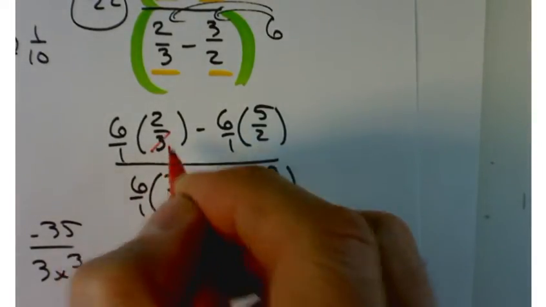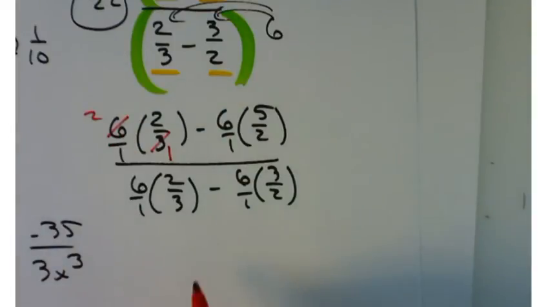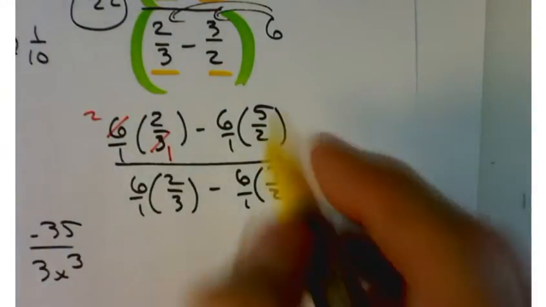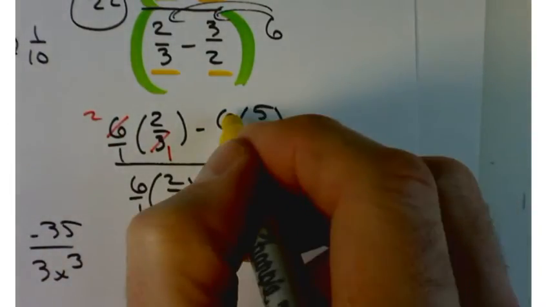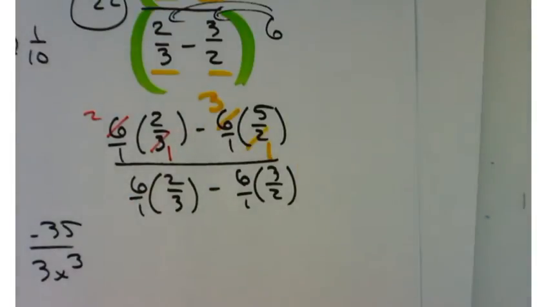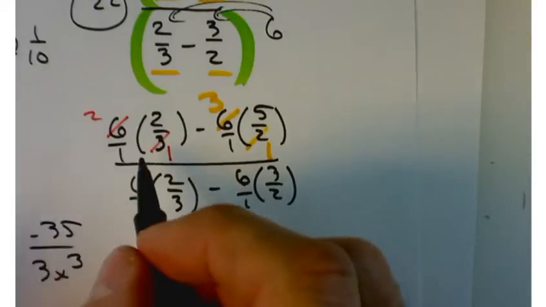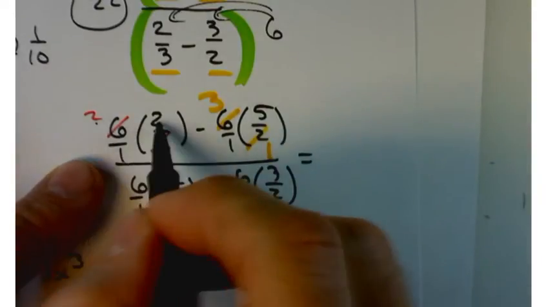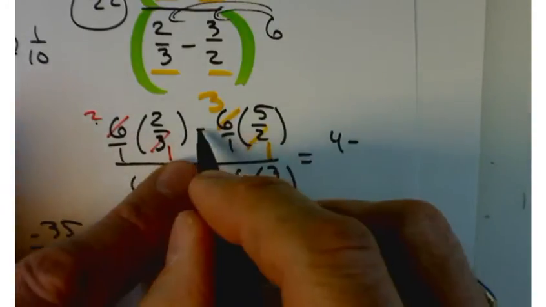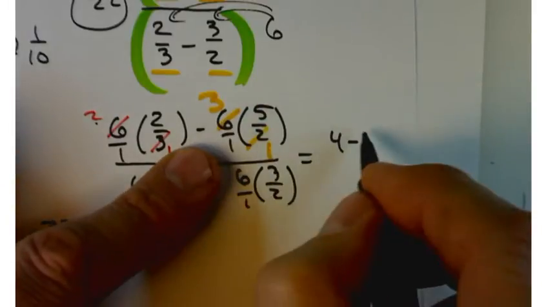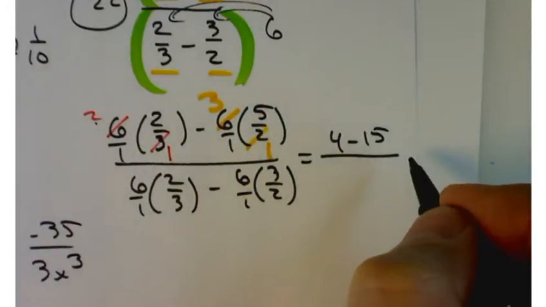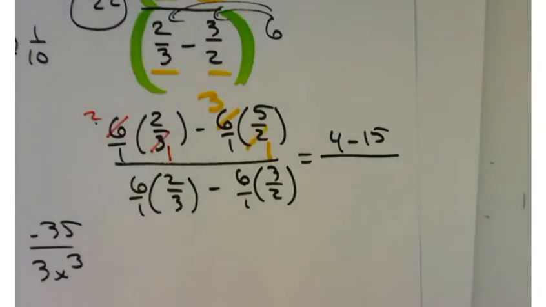3 goes into 3 once and into 6 twice. 2 goes into 2 once and into 6 3 times. What am I left with in the numerator? 2 times 2 is 4, minus 3 times 5 is 15. Play that same game again in the denominator. In fact, you try and do it. Try and figure out what's going on down there.